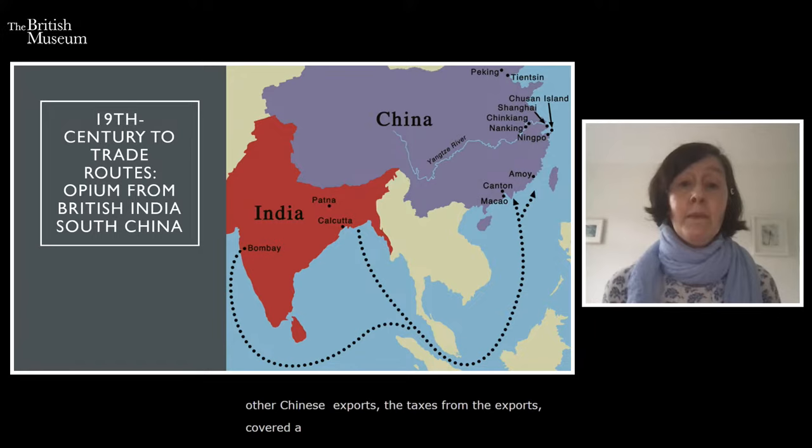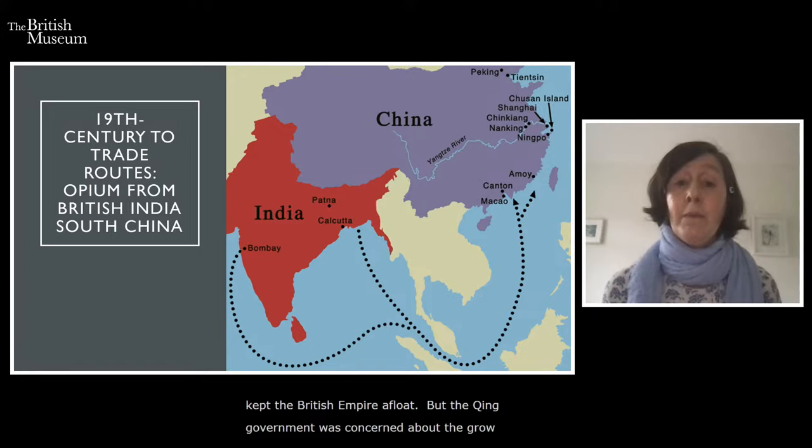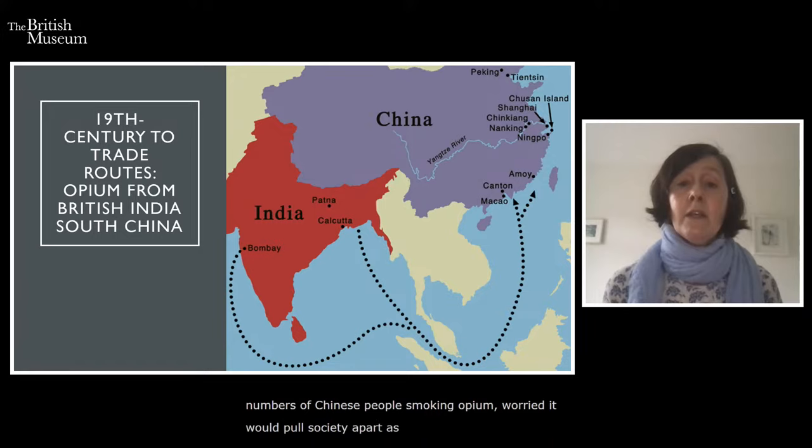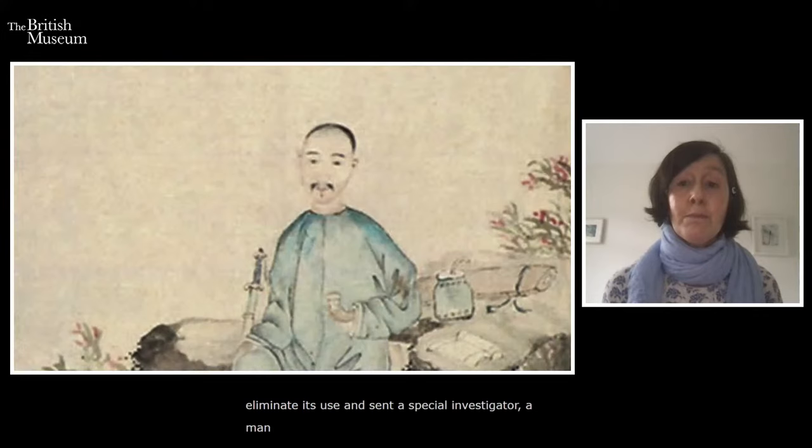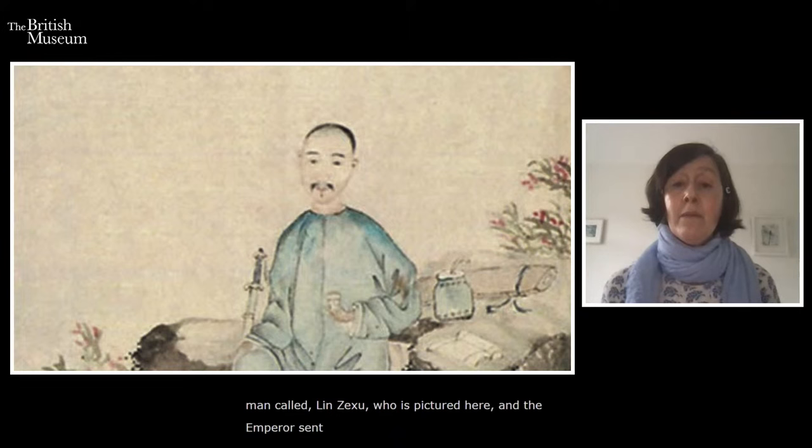But the Qing government was understandably very concerned about growing numbers of Chinese people smoking opium. They were worried it would pull society apart, as well as burning through cash. So in 1838, the Qing emperor decided to eliminate opium use in China and sent a special investigator, a man called Lin Zexu, who's pictured here. The emperor sent him to South China, where most of the opium entered China.